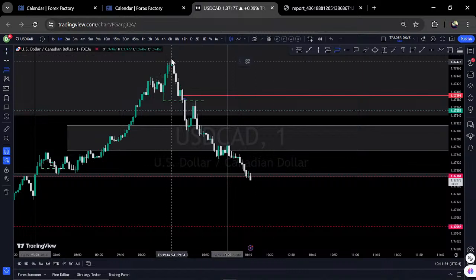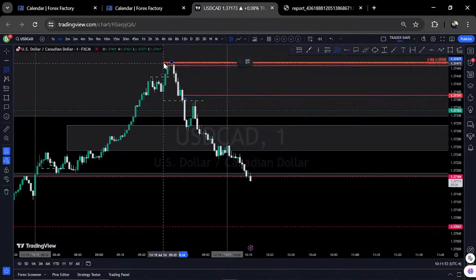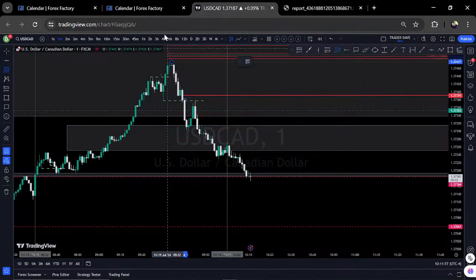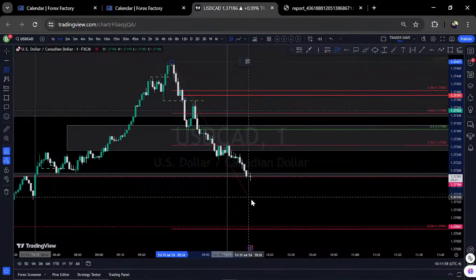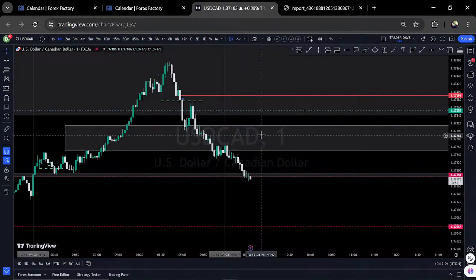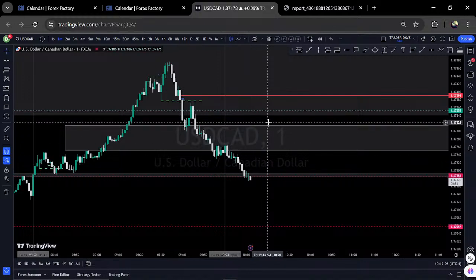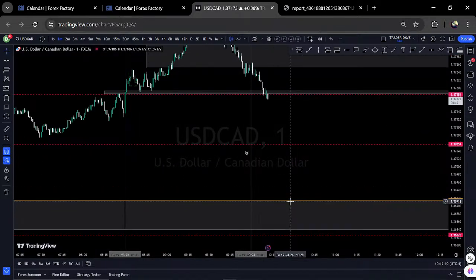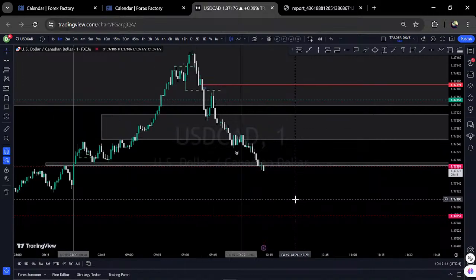So later on today, from this point to wherever this whole impulse move stops, I'm going to be taking my Fibonacci to that point and expect a quick reaction or a slow reaction to 50% of the impulse leg, then to continue down up to this fair value gap around here.